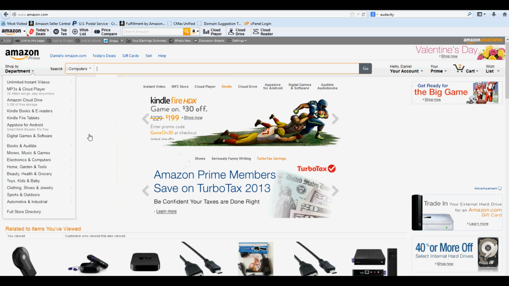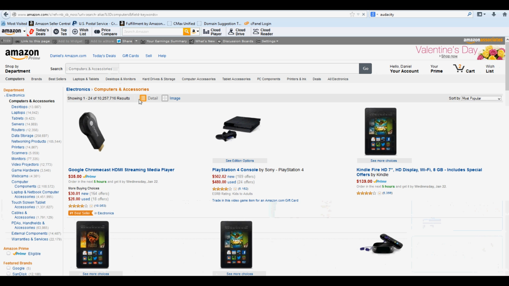Let's go to a broad category like computers. If you go to computers and you put your cursor in here, don't enter a search term and just simply hit enter. You will see a number here showing 1 through 24 of 10,257,716 results. Now that tells you basically how many products are in this category. Now there's going to be some duplicates and some other things going on, but essentially that's an estimate of the number of products in computers and accessories.